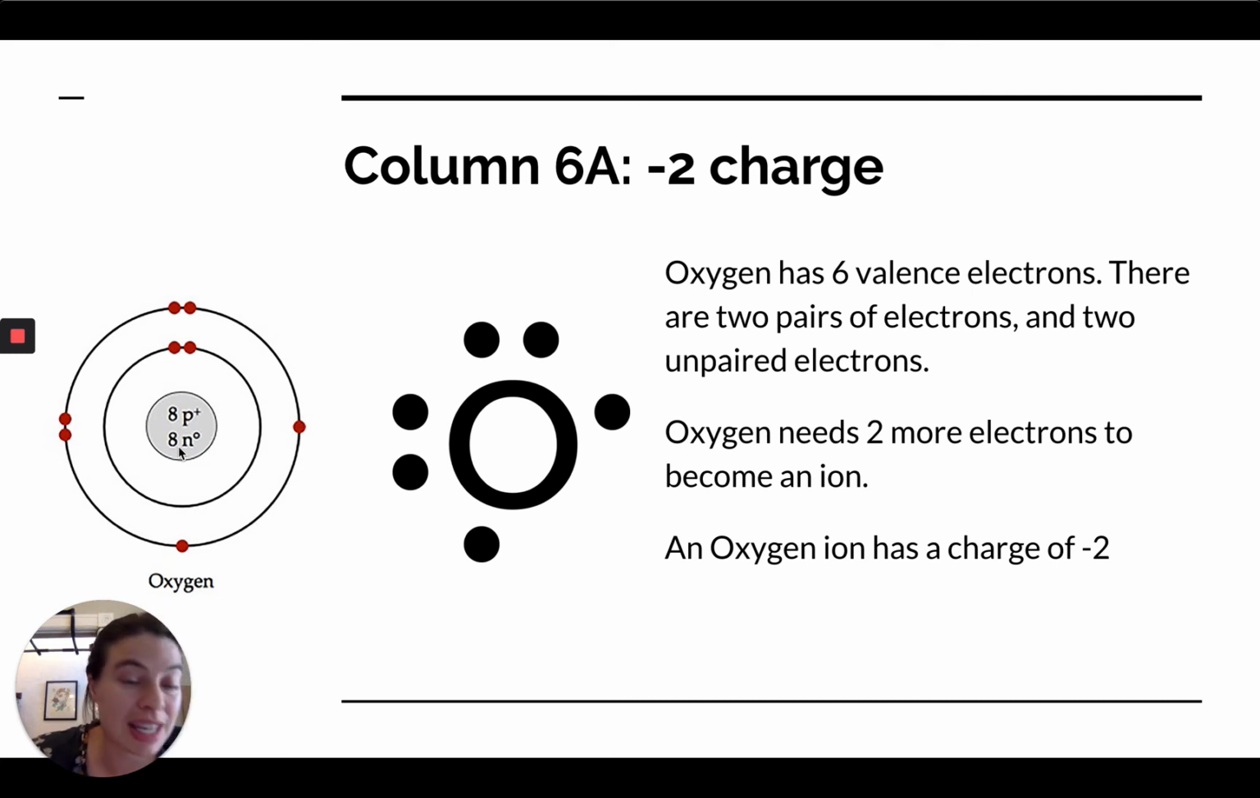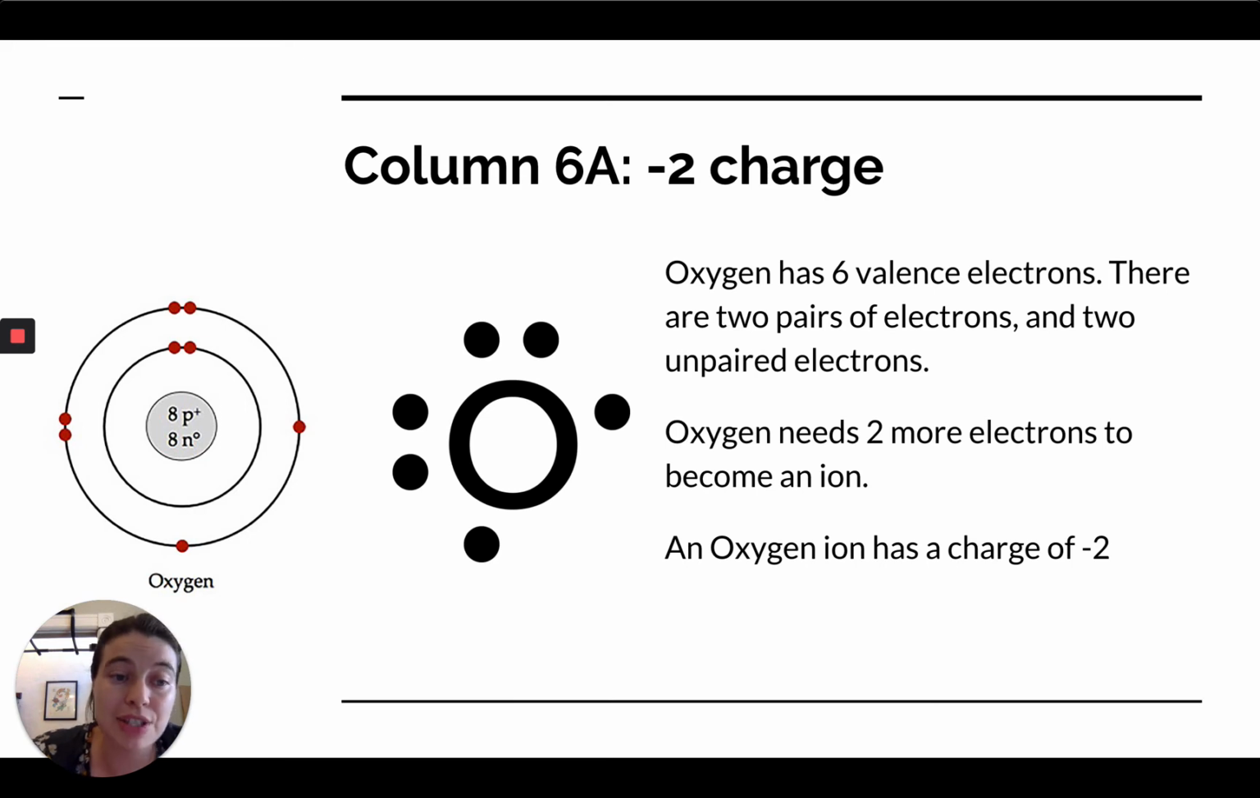Now oxygen is in the second row of the periodic table. That means it has 1, 2 electron shells. Now we know that we fill that innermost shell first, and it can only hold 2 electrons, so we have 2 electrons in that innermost shell. And then we can move on to the next shell out. So for that next shell out, oxygen is in column, remember columns are vertical, column 6A. And for the A groups, the column that you're in tells you how many valence electrons you have. So oxygen in column 6A has 6 valence electrons.